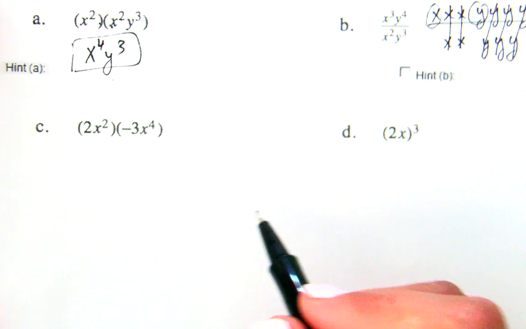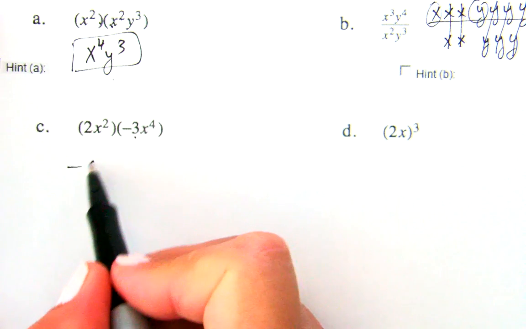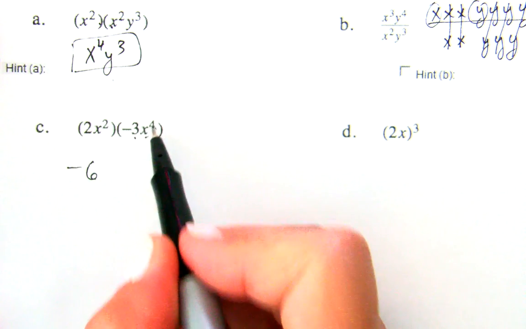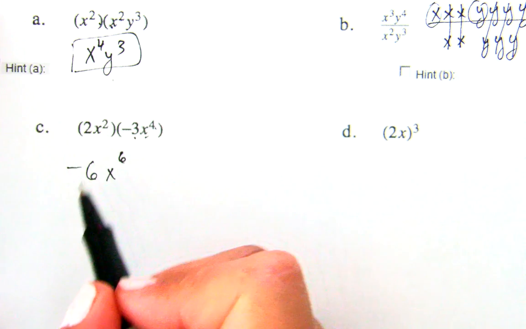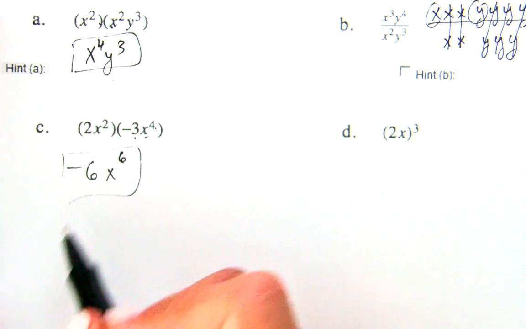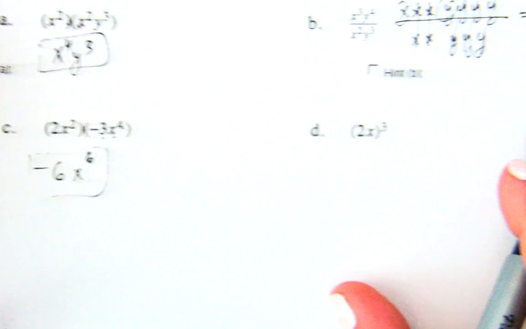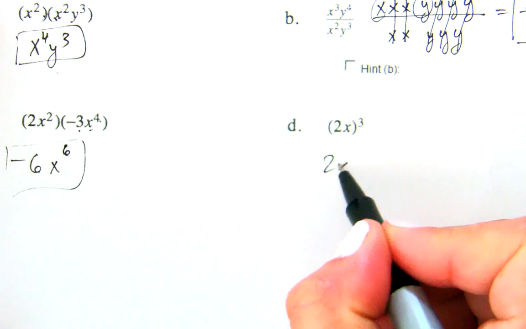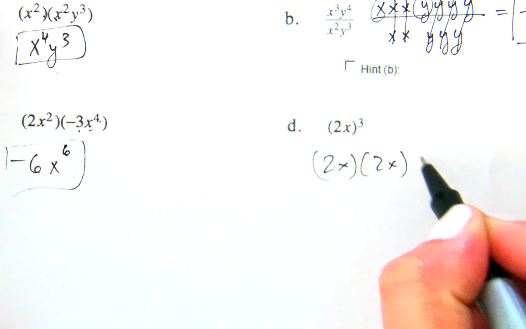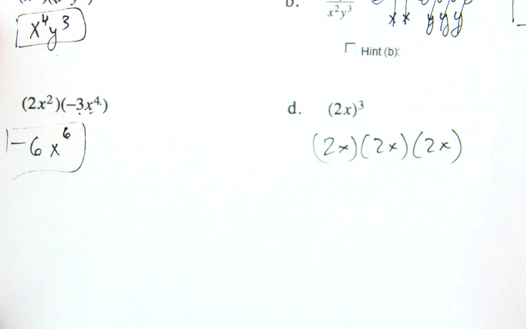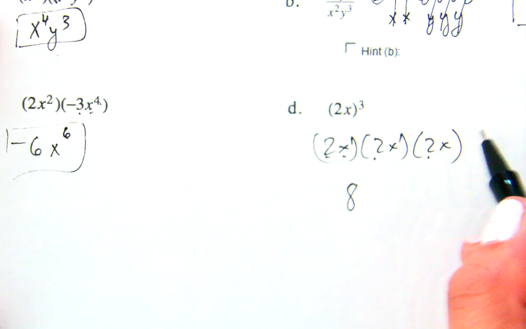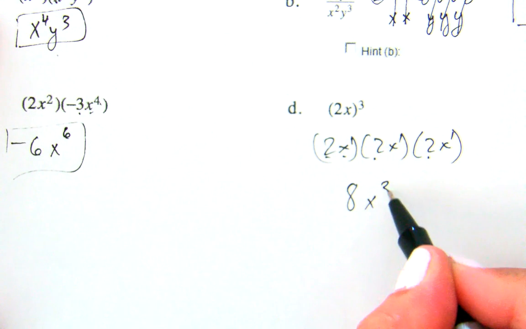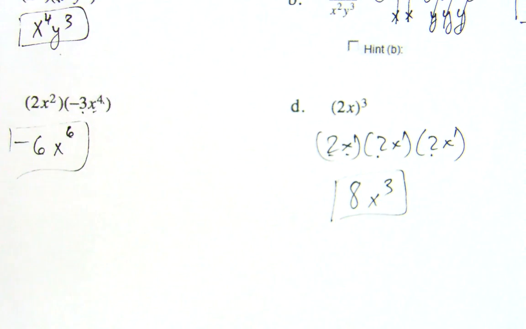Part C, 2 times -3 is -6. x squared times x to the 4th gives you x to the 6th power. And that's pretty much it. There's not really much to do after that. This one is 2 times x times 2 times x times 2 times x, right? So that's 2 times 2 times 2, so that's 8. x to the 1st plus 1 more gives you x to the 3rd, and then we're done with that.